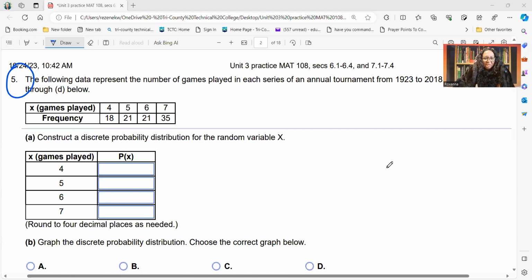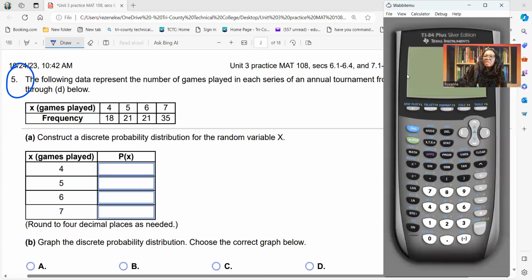Also, we are doing number 5. And how do I answer this question if it's in a test? That's what we're doing right now. Okay, so the first thing I want to do, since I have my calculator, is put the data in my calculator.